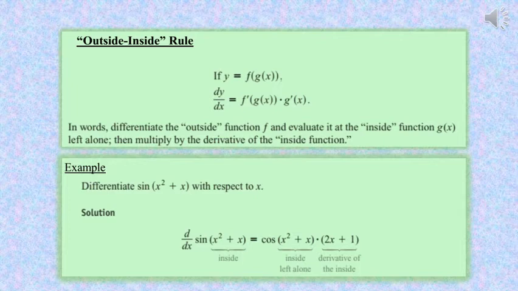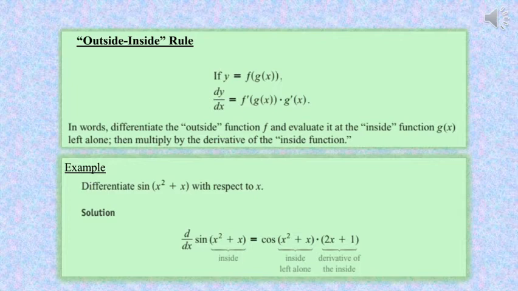In words, differentiate the outside function, that is f, and evaluate it, with the inside function g of x left alone. Then multiply by the derivative of the inside function. Here we have the example.